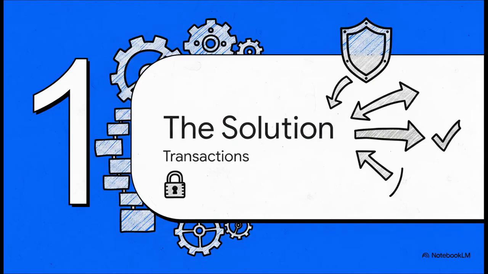And this is where our hero of the story steps in. The transaction. It's this powerful but simple idea that developers use to stop these kinds of disasters from ever happening. It ensures that our data operations are safe and reliable every single time.